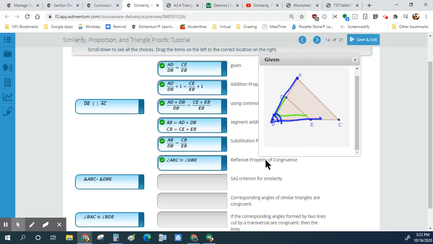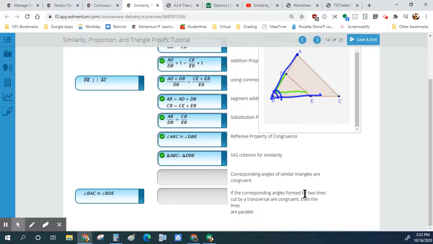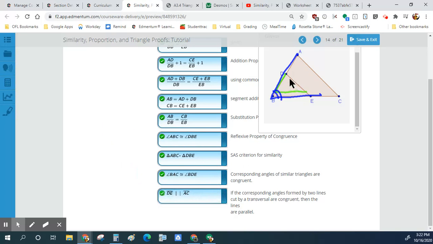So this is similar because of side, angle, side similarity. They're proportional. So this small triangle here is similar to this bigger triangle overall. And then from there, we can say that corresponding angles of similar triangles are congruent. So let's talk about angle A and angle D. And then from there, we can say that these lines are parallel because the angles are equal. So this angle is equal to that angle, which means they have to be parallel.